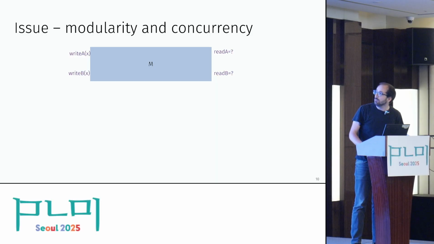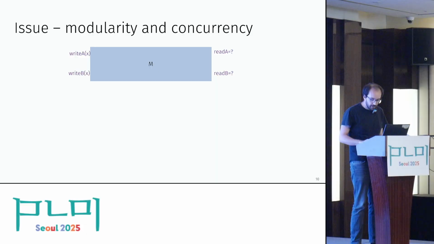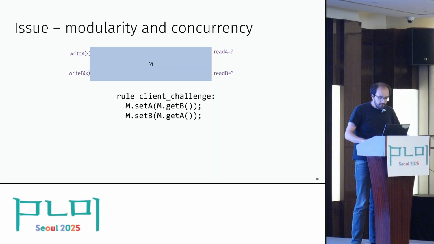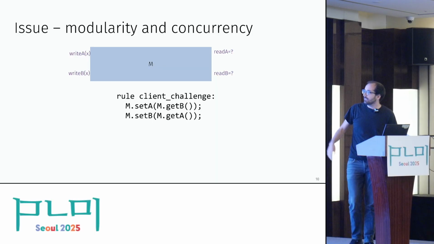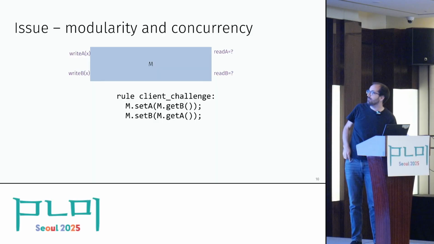Let's look at this module. This module has two methods, write A and write B, to update, and two methods to read, read A and read B. And intuitively, there are just two registers hidden inside. If I were to write a client that tries to, oops, sorry, there's a typo, it's not set A, it's write A, and it's not get B, it's read B.